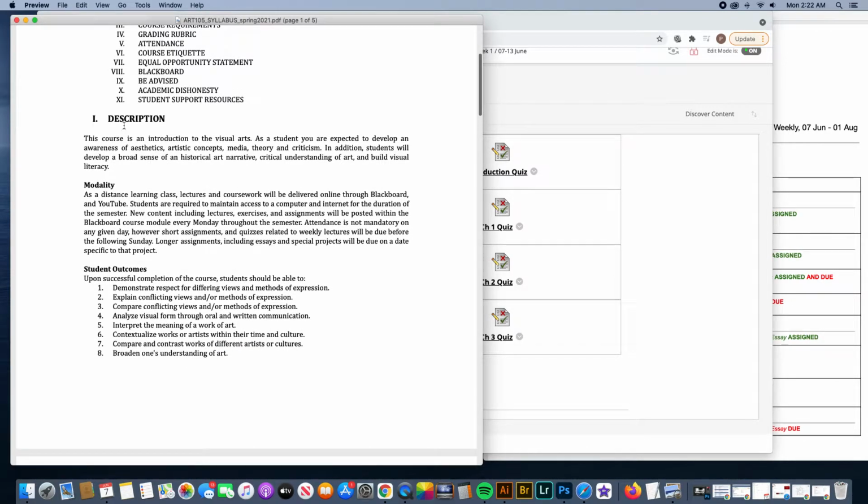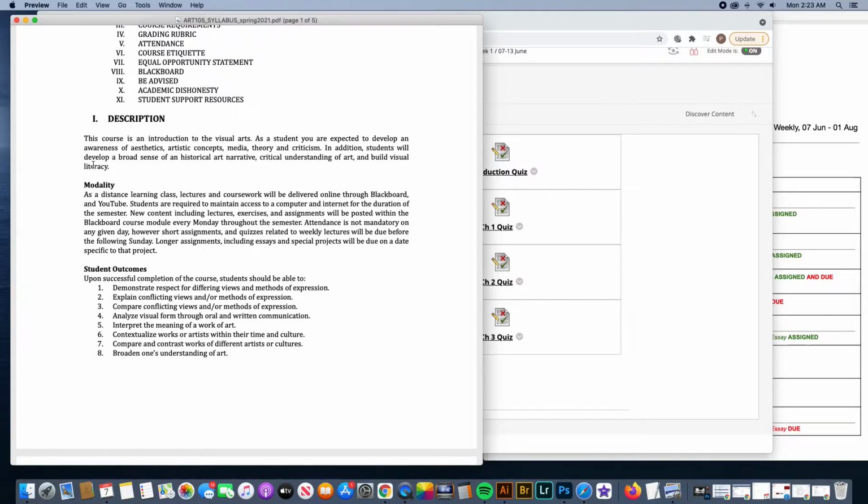So we've got a description of the course, which you should already be a little bit aware of. That's why you signed up for it. Importantly though, as a student you are expected to develop an awareness of aesthetics, artistic concepts, media, theory, and criticism. In addition, students will develop a broad sense of an historical art narrative, critical understanding of art, and build visual literacy. So this class is about talking about art. It gives you the tools and the vocabulary to speak about art and to think about it.